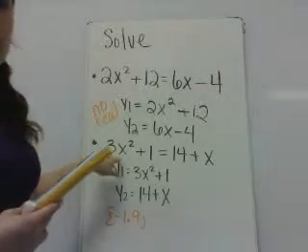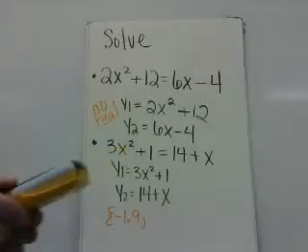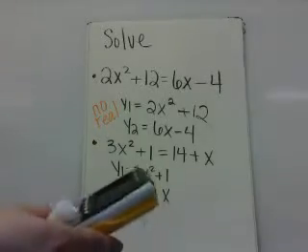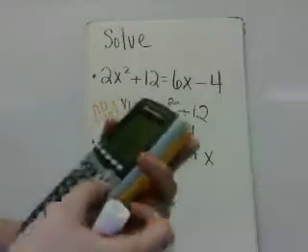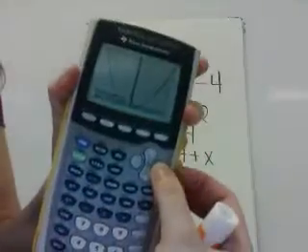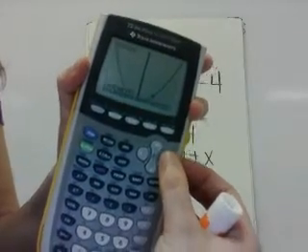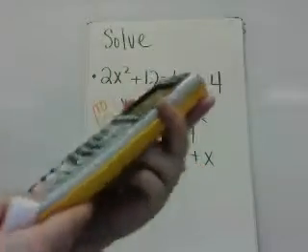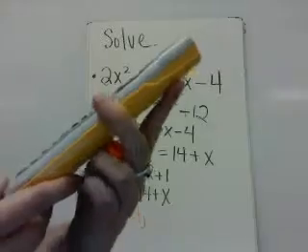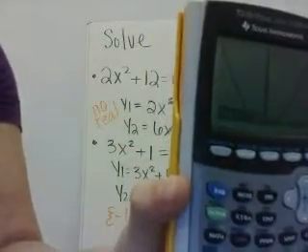Quadratic equations usually do have two solutions, and this one does. So I need to hit second trace 5 again. But this time, I just need to move my cursor so that I go onto the other side of my graph. I need to find that other intersection. And it gives me about 2.2.